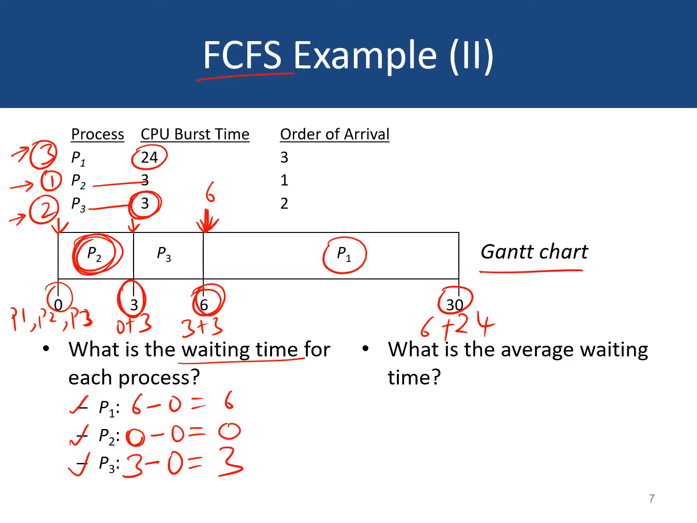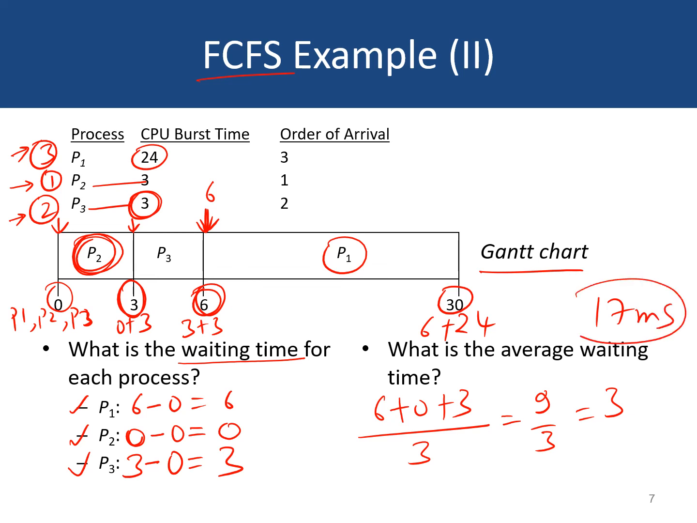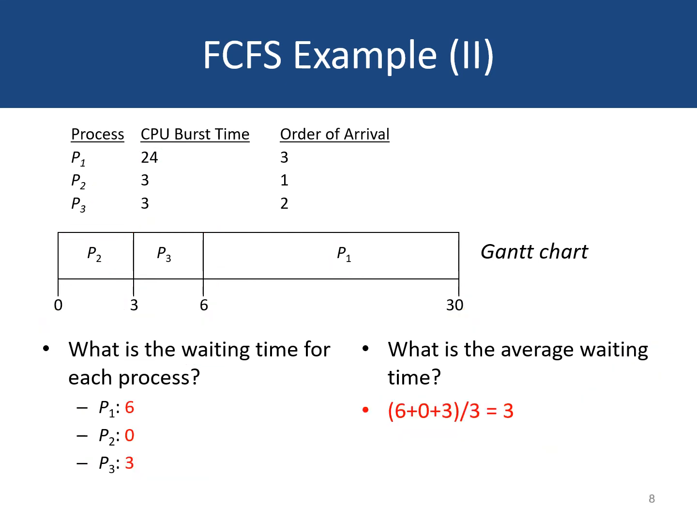So in this case the average wait time for the three processes would be 6 plus 0 plus 3 divided by 3, which is basically 9 divided by 3, so 3 milliseconds. Recall, in the previous example, the wait time for the same three processes was 17 milliseconds, but now that has gone down significantly to just 3 milliseconds simply because of this change in the arrival order. The solution to the second scenario is also illustrated here.